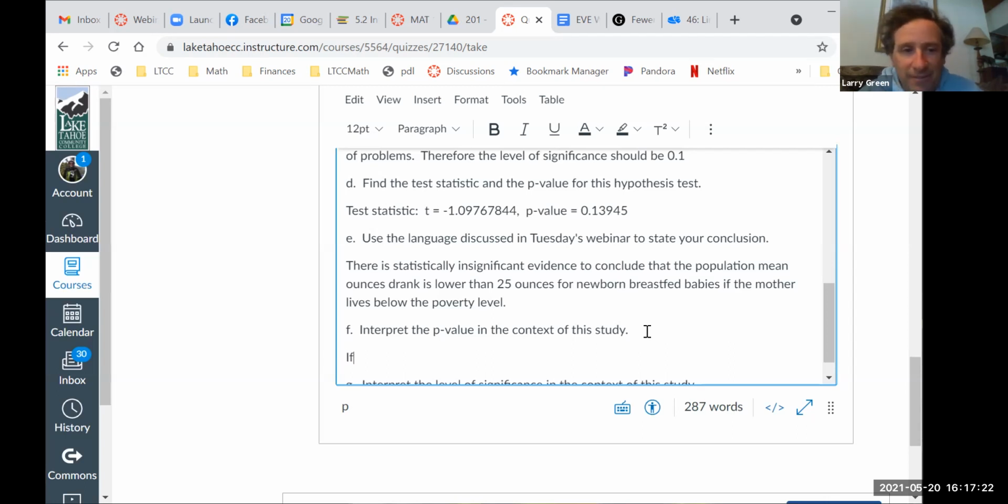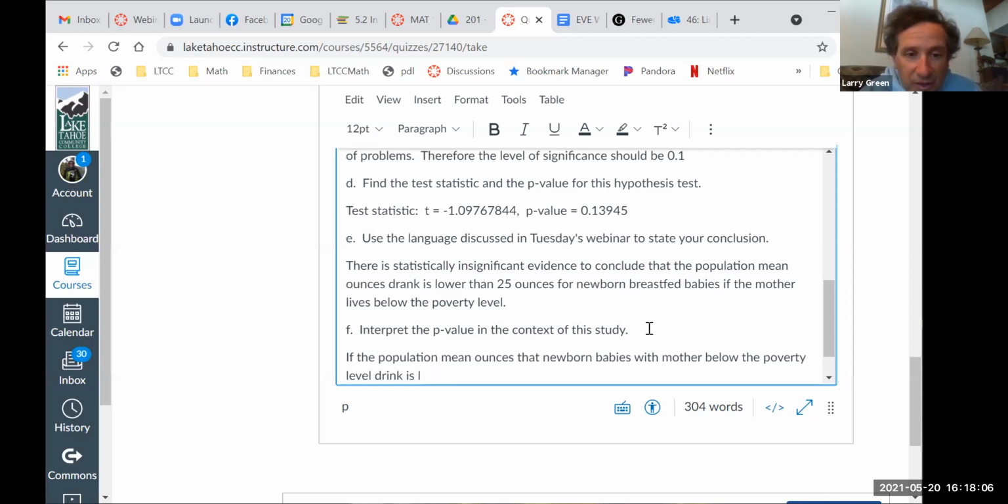Okay, maybe I'll, good. If, and then basically the template is if H naught is true. Well, H naught means the population mean amount, let's say ounces, that newborn babies with mothers below the poverty level drink is equal to 25 ounces. Any questions so far?